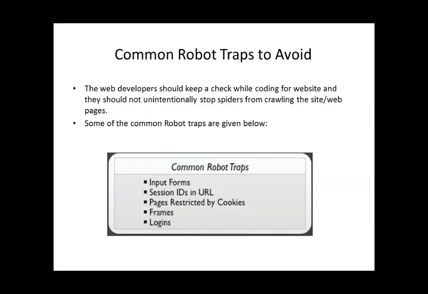Ideally, while we code for any URL, there are certain things that we unintentionally do that stop the spiders from crawling any web page or the entire website in one go. There are certain common robot traps that we should keep in mind, and we should always avoid these things while coding for individual URLs. The first thing would be input forms. Input forms put the robot into some sort of trap, because if it's an input form, the Google robot will not go out and index all the other pages when it gets into input forms.